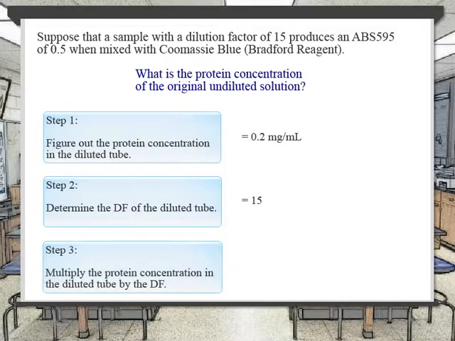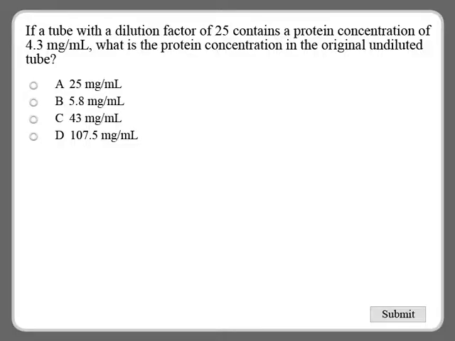So step number 3 is to multiply the protein concentration in the diluted tube by the dilution factor. If we do this, we come up with an original protein concentration of 3 milligrams per milliliter.